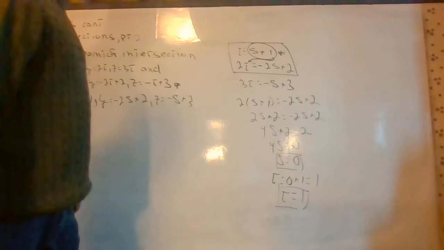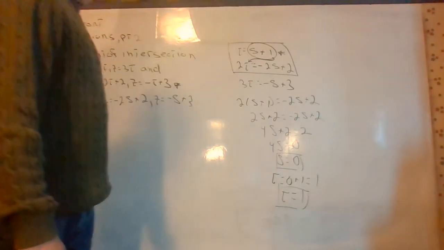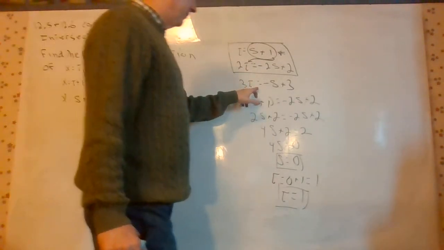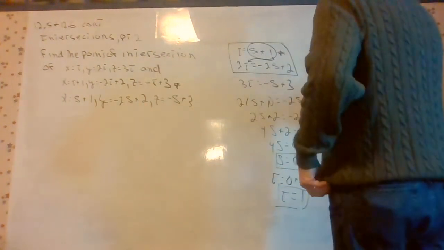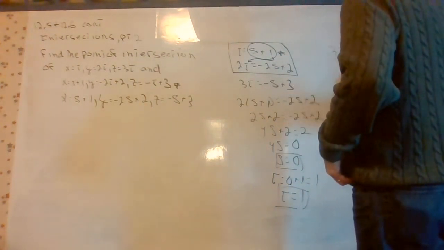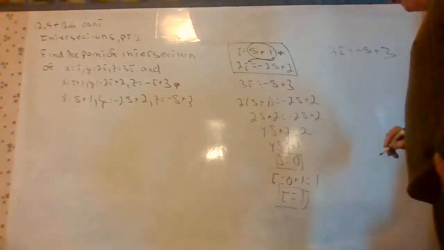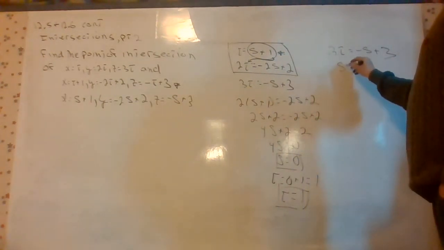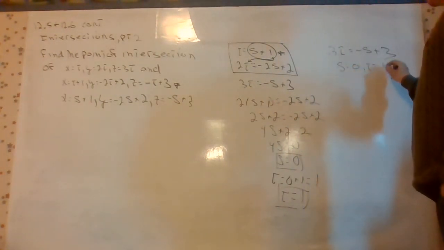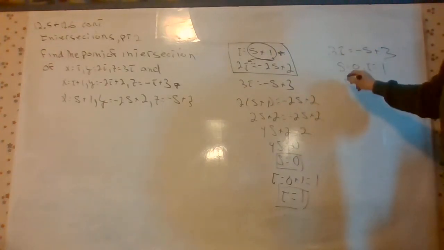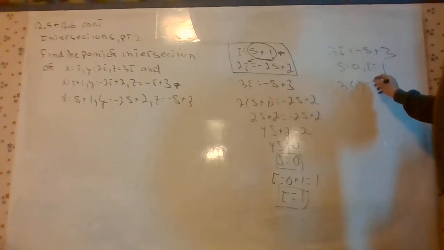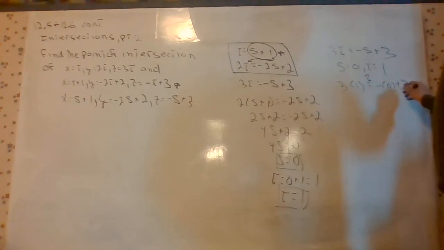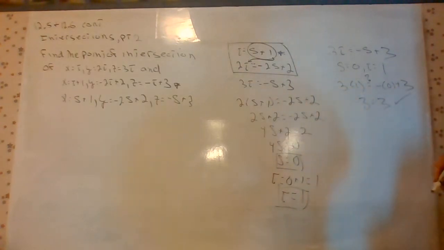If they intersect, this is the s, t ordered pair. Now what we need to do is see if this third equation is satisfied. 3t equals negative s plus 3. And keep in mind, you can write s equals 0, t equals 1 to explain what we're doing. Substitute. 3 times 1 equals negative 0 plus 3. 3 equals 3. They do intersect, okay? Now the question is where? I still haven't shown you where.